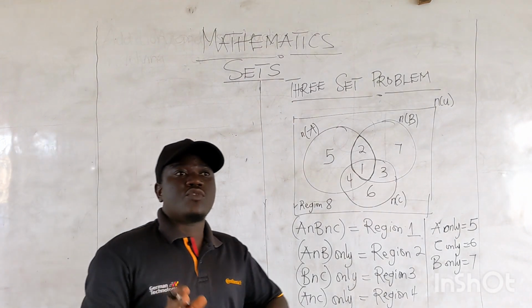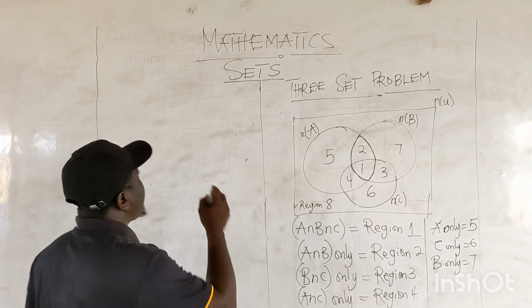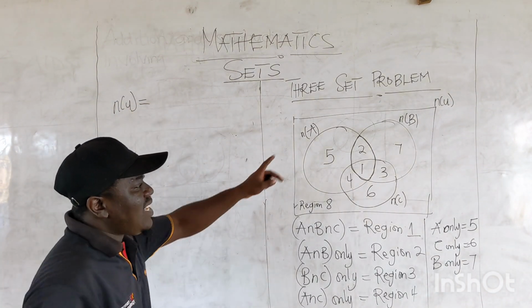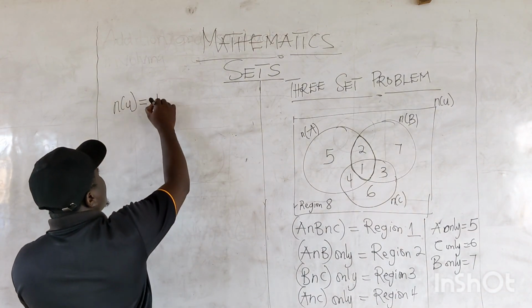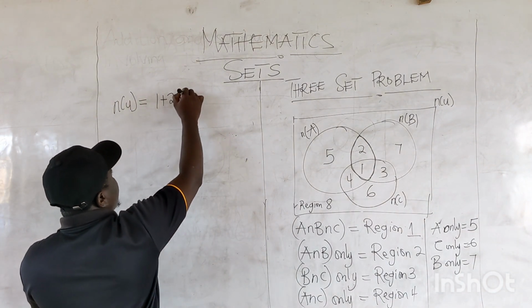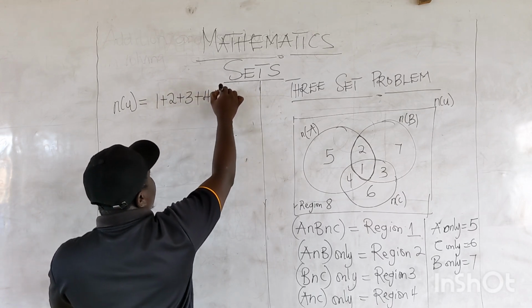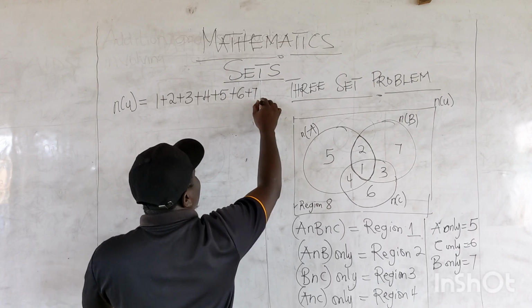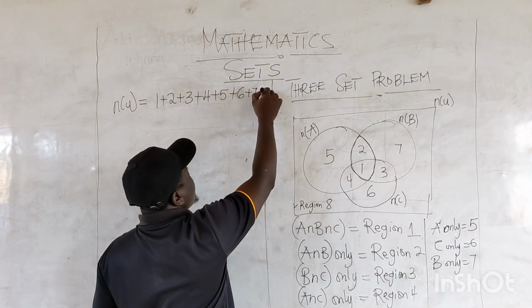So if we want to write an equation for the number of U in the 3-set problem, we can say our number of U is equal to the addition of all the regions. In other words, we say region 1 plus region 2 plus region 3 plus region 4 plus region 5 plus region 6 plus region 7, and then the last one that I didn't talk about, region 8.